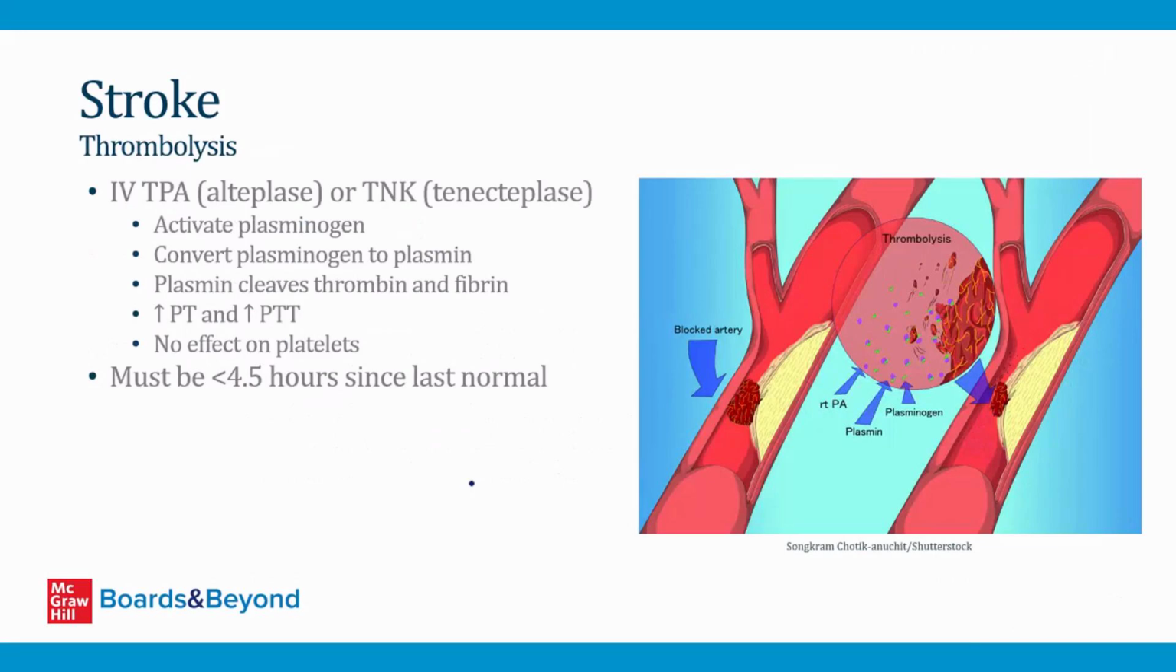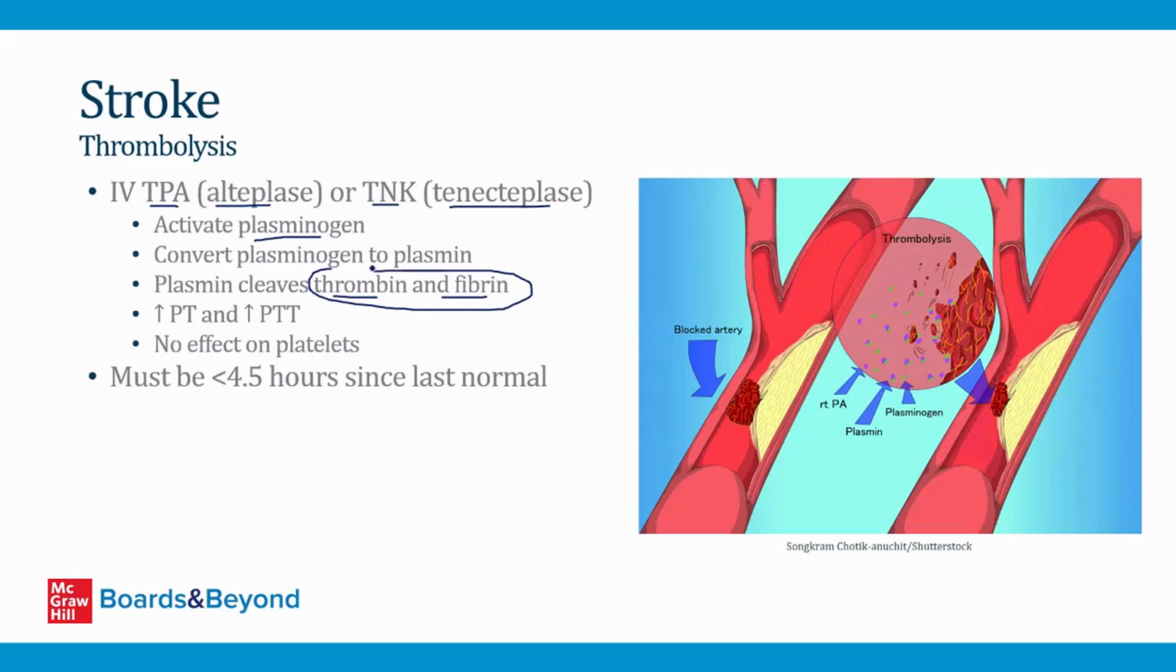Okay, so now let's talk about thrombolysis. So thrombolysis involves administering to a patient with an ischemic stroke either intravenous TPA, which is called alteplase, or TNK, which is called tenecteplase. And I talk about these drugs in more detail in videos in the hematology section. But by way of review, what these drugs do is they activate plasminogen. They're called plasminogen activators, and they convert plasminogen to plasmin, and plasmin can cleave thrombin and fibrin, and this is basically breaking up clots because clots are made up of thrombin and fibrin.